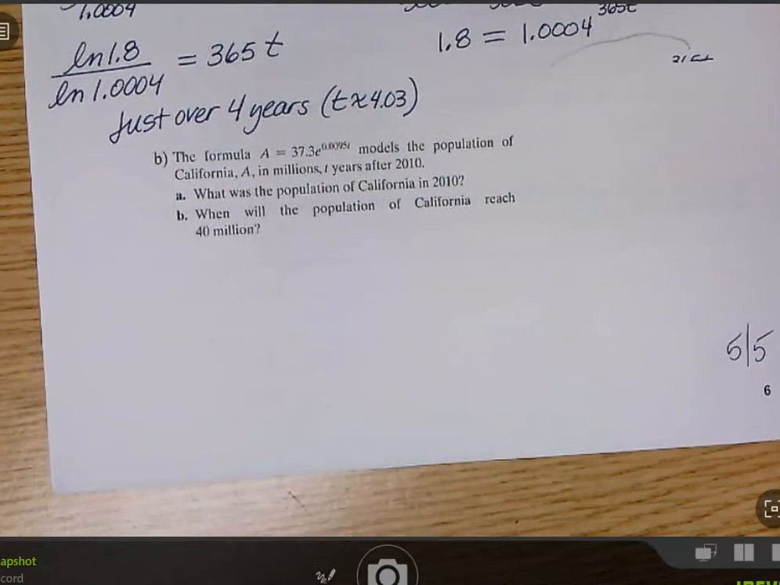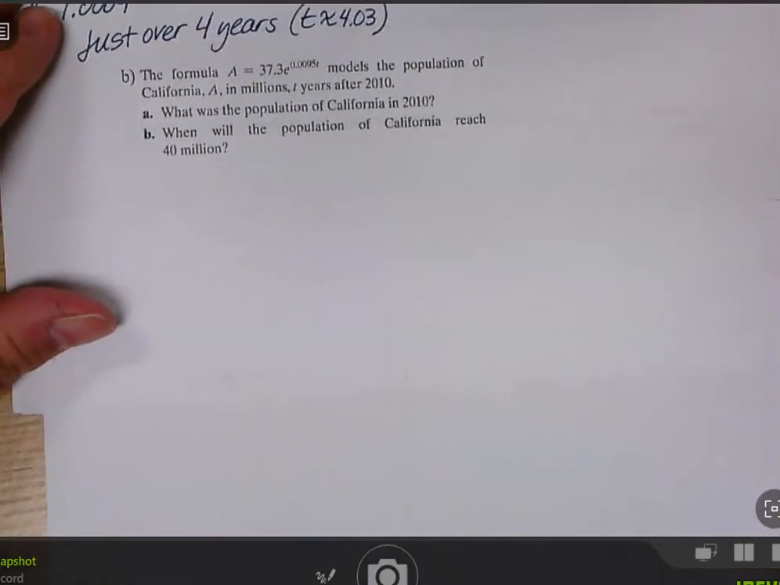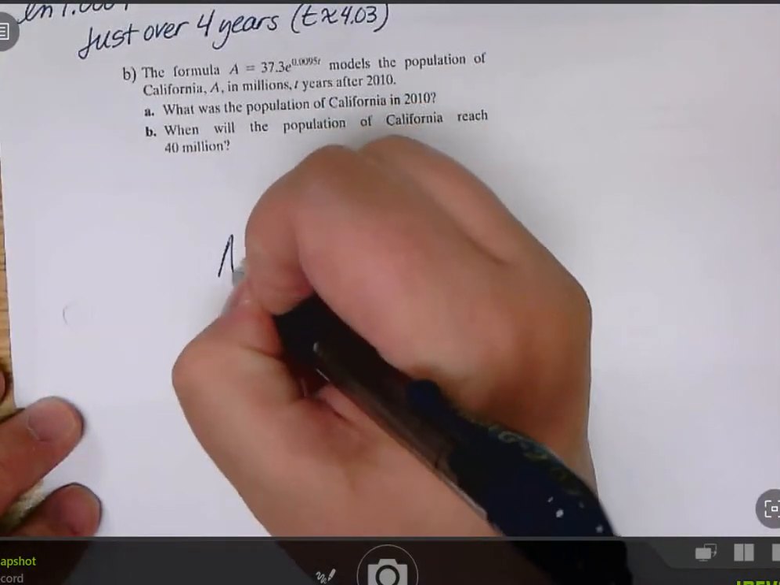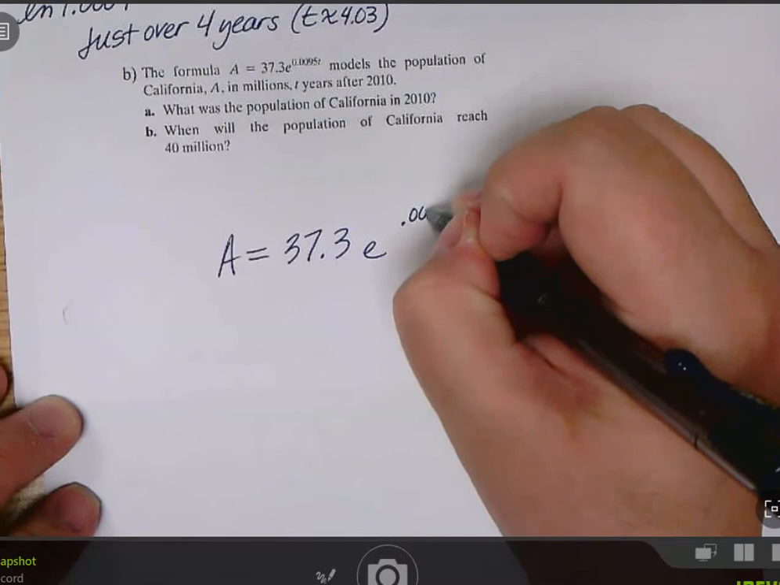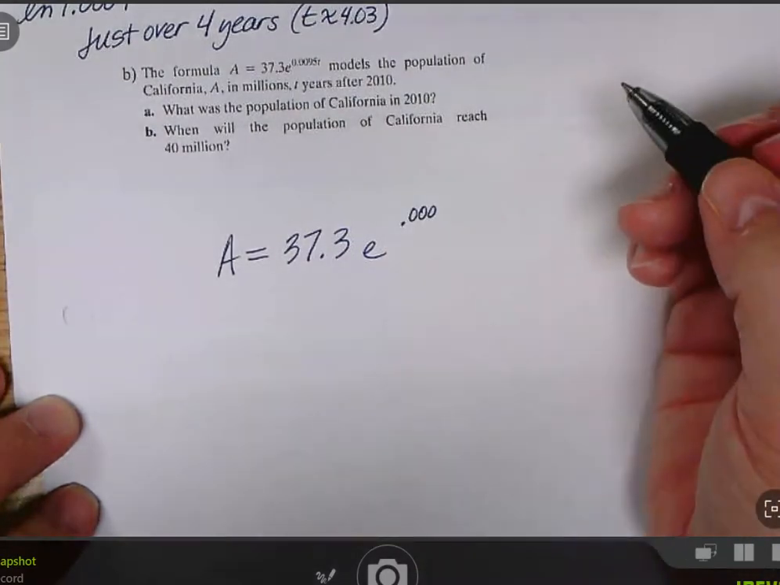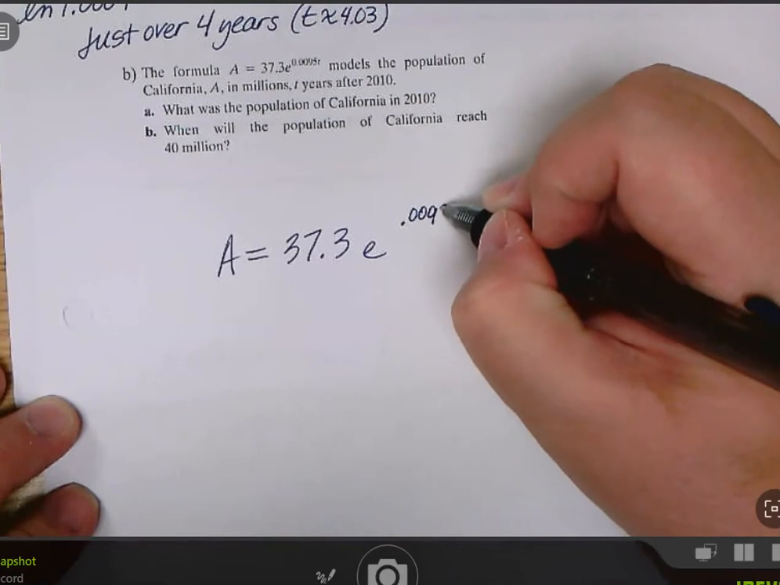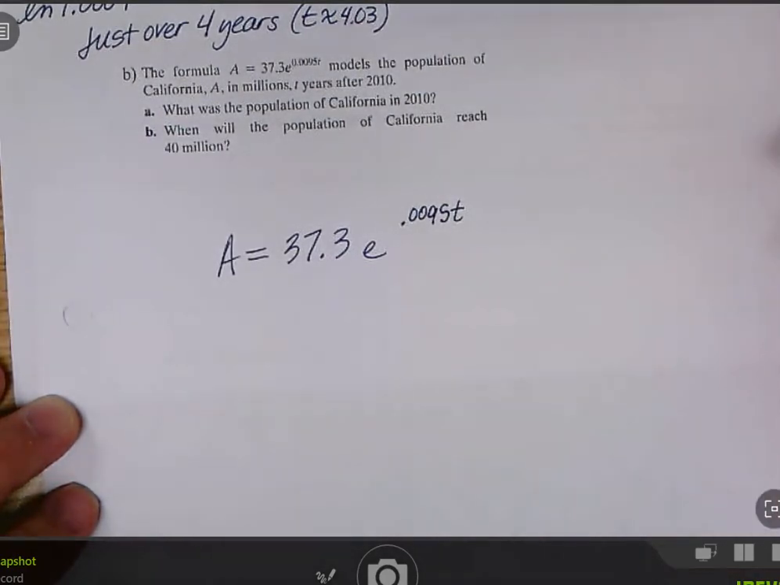All right, down here we have the formula A equals 37.3 times e to the 0.0095t power models the population of California in millions t years after 2010. What was the population of California in 2010? Is that 3 zeros or 2? I think it's 2, sorry. 0.0095t. Okay, this is what we have.